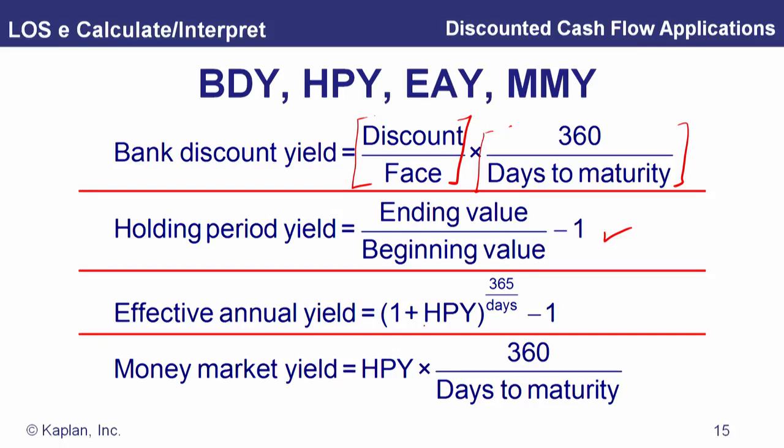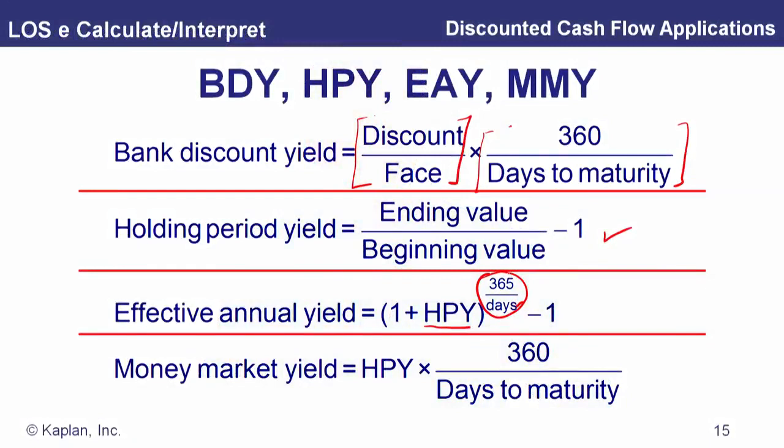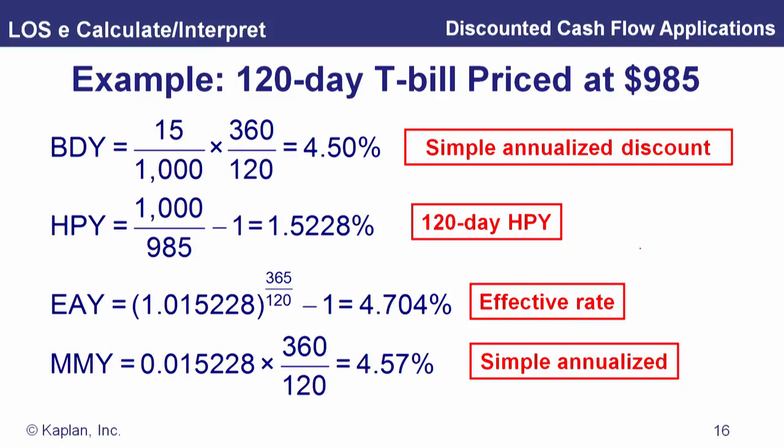So we've got 1 plus the holding period yield. Remember, the holding period yield can be for any period. And so that's what we've got here as days. So this is just really how many years we're compounding for. If it's 90 days, we're compounding to a power just over 4, right? 365 over 90. And for the money market yield, we also begin with the holding period yield, and it is a simple annualization, same as we had up here, but it's an annualization not of the discount, but of the holding period yield. Let's put some numbers to this to make it a little clearer.